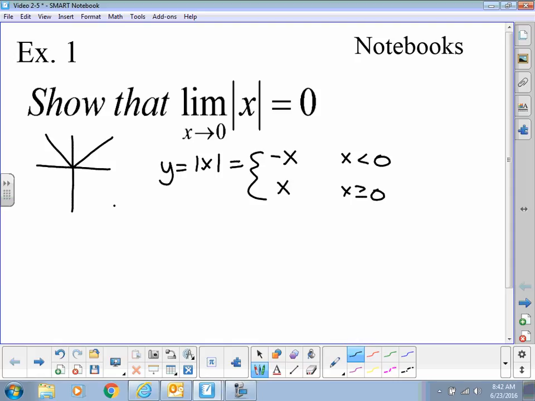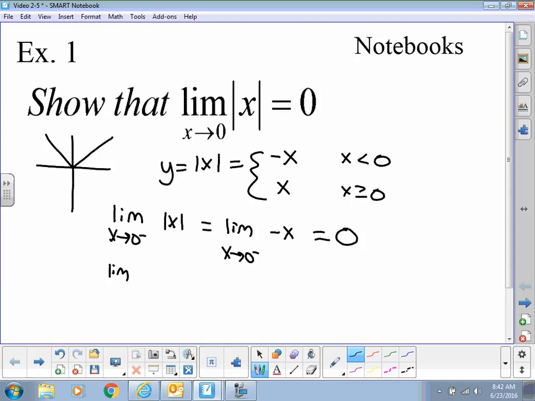So we'll now look at our left-hand and right-hand limits. The limit as x approaches 0 from the left of absolute value of x is really the same as saying what is the limit as x approaches 0 from the left of negative x. Well, that's just going to end up being 0. You could do that with direct substitution.